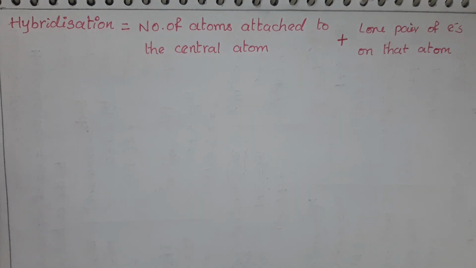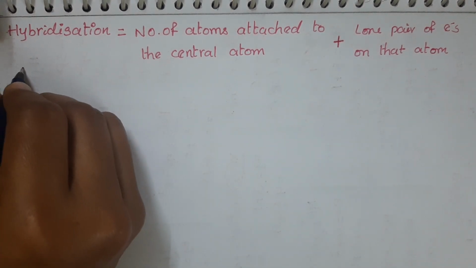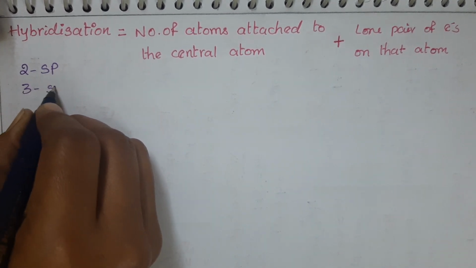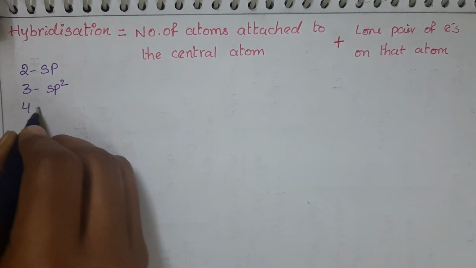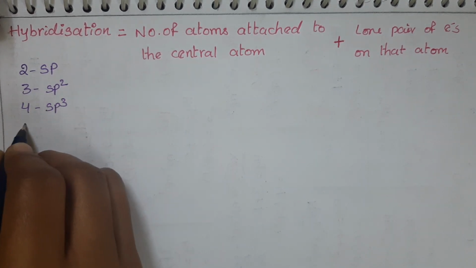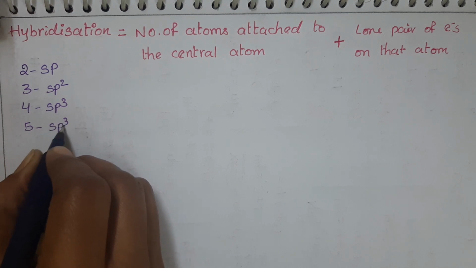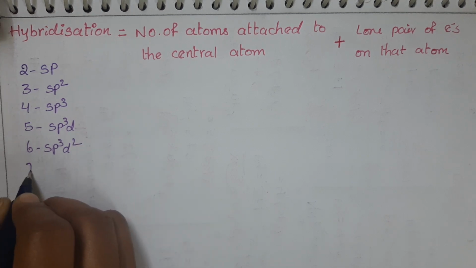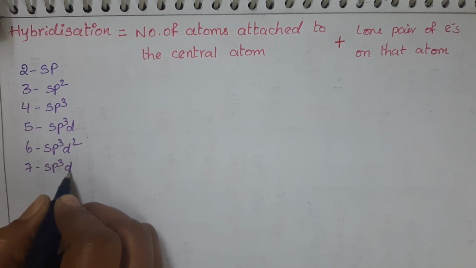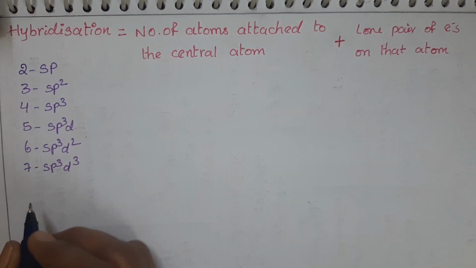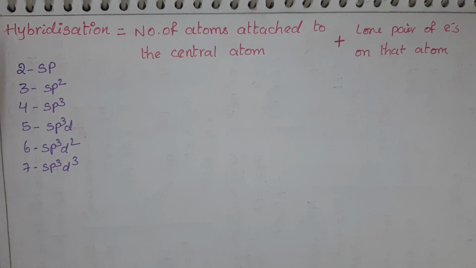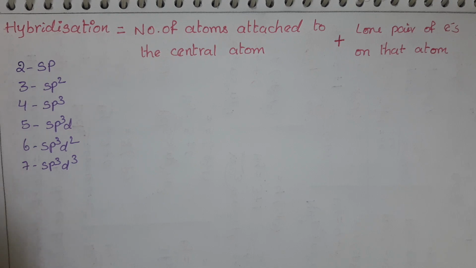After the calculation, if we get 2, it represents sp hybridization. If the answer is 3, it represents sp2 hybridization, 4 means sp3, 5 means sp3d, 6 means sp3d2, 7 means sp3d3. 8 and 9 also exist, but up to this is enough, so I'm not writing those two. Okay, now let's see the examples.